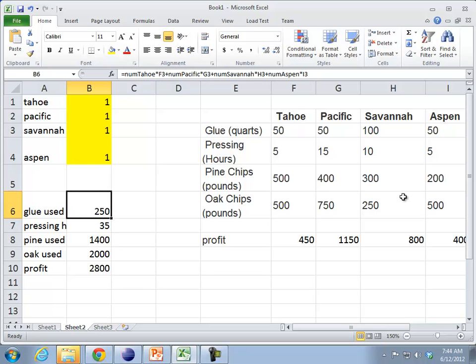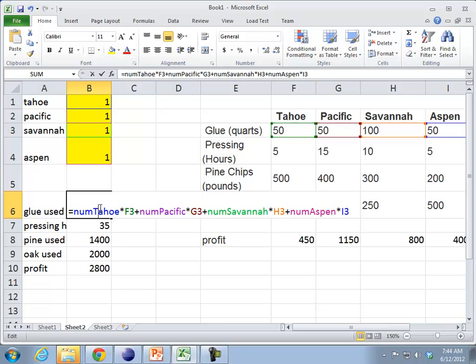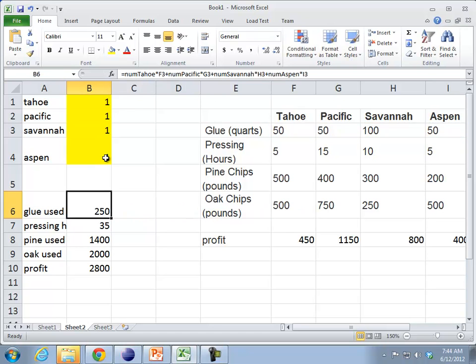And then I created equations that basically used the chart and the decision to figure out how much glue I use. So for instance, the amount of glue I used was equal to the glue quarts per pallet of Tahoe times the number of pallets of Tahoe plus the number of quarts of glue per pallet of Pacific times the number of Pacific, and so on.